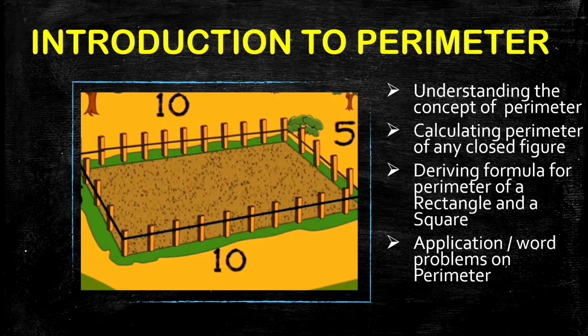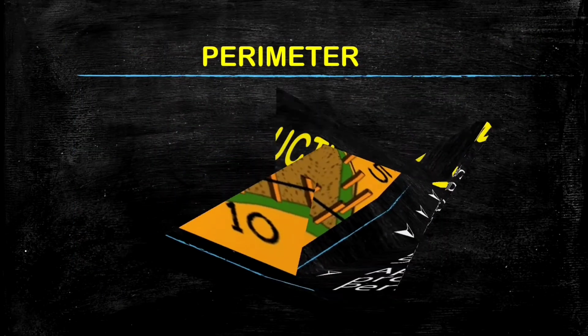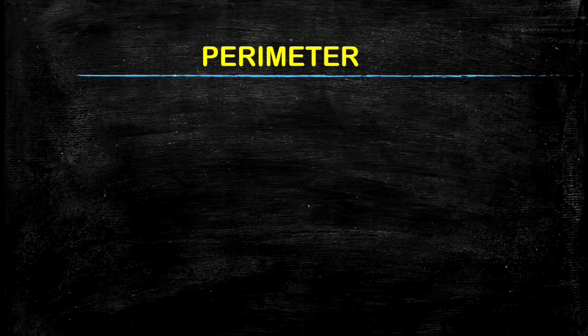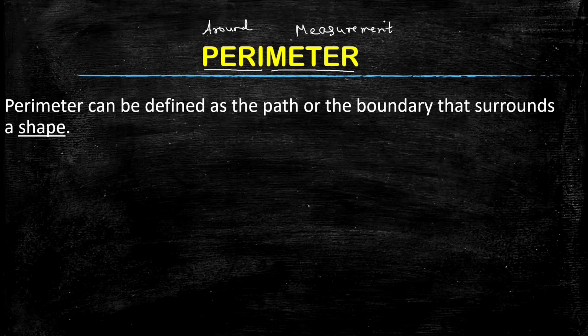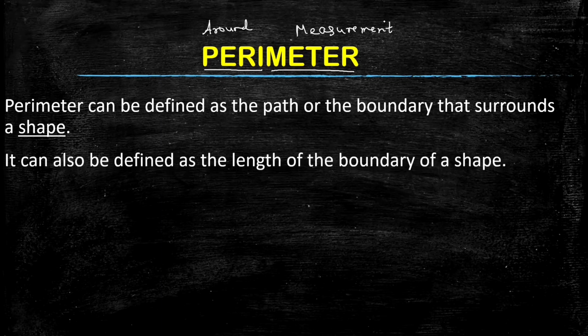Now let us understand the term perimeter. Perimeter comes from two Greek words, peri, which means around, and meter, which comes from the word metron, which means measurement. So perimeter is nothing but the measurement of any object when we go around it. Therefore, we can define perimeter as the length of the boundary of any shape or any object.